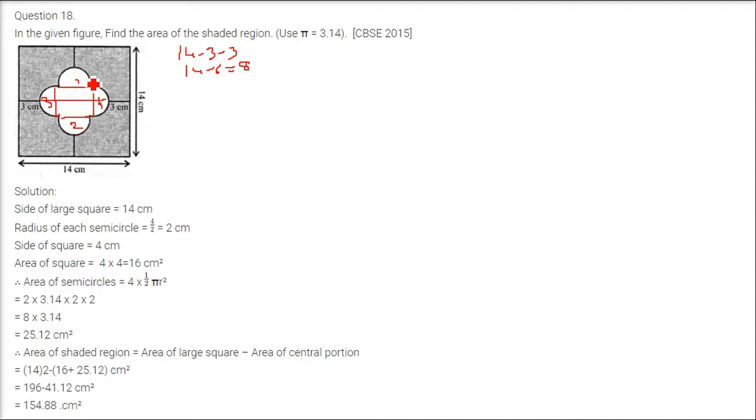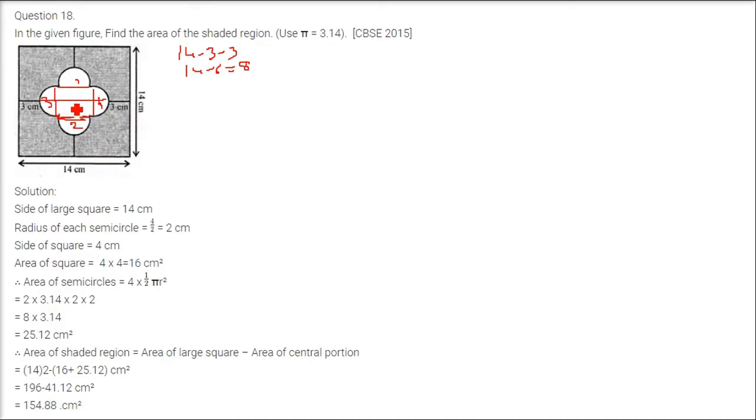What is the radius of each semicircle? It will be, see, this is 2. Okay, from here to here it is 2. This is 3 and this is 3.